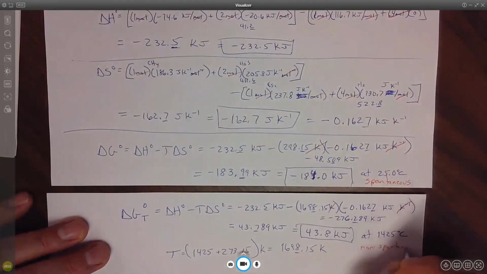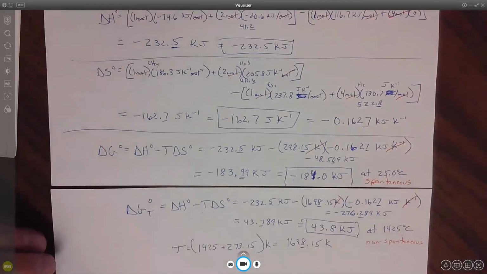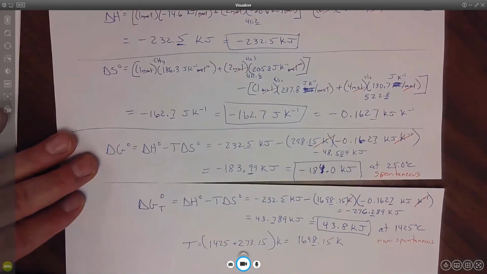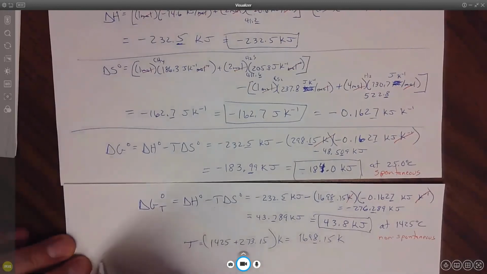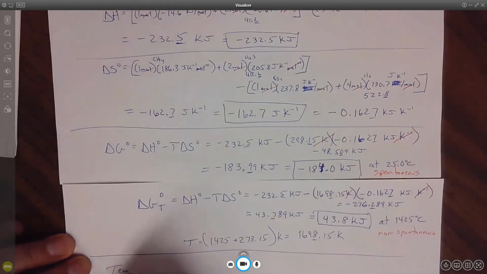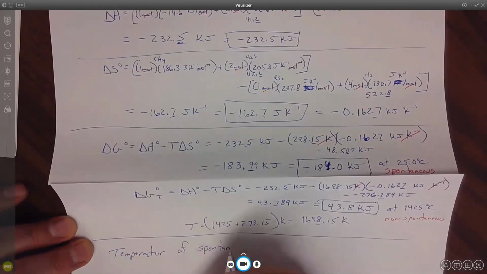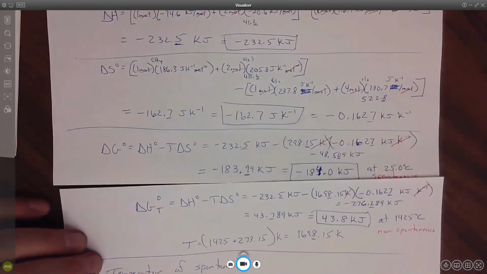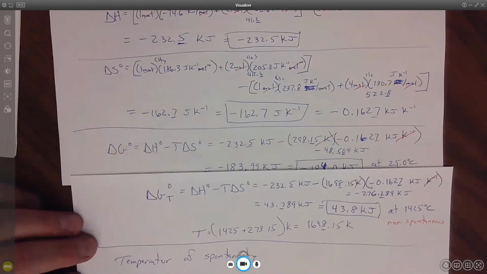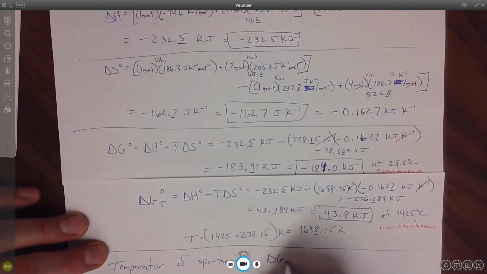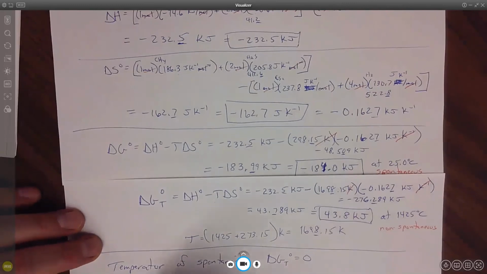Now, this question didn't ask this, but at what temperature does the reaction go from being spontaneous to non-spontaneous or vice versa? How would I calculate that? Could you just put your del G T at 0? Yeah, exactly right. del G T equals 0 at this temperature.